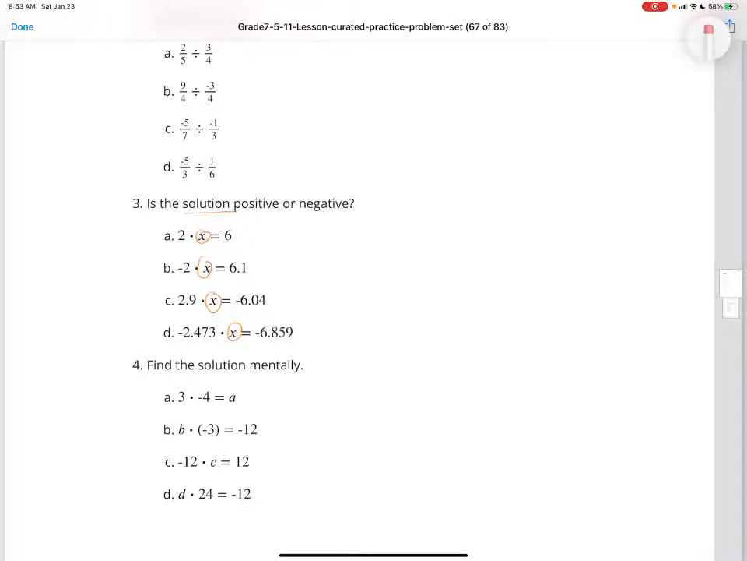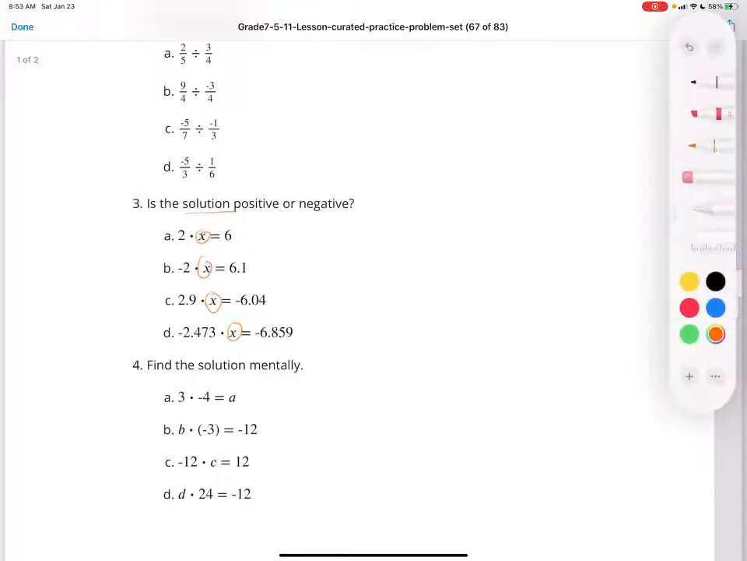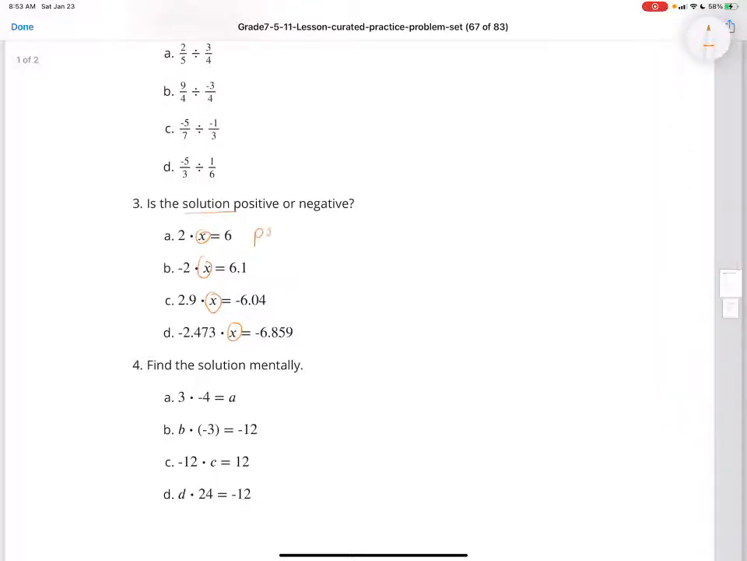So I see 2 times this number is equal to a positive 6. Since 6 is positive, x must be positive because remember, if they have the same sign, your answer will be positive. So regardless of whether you're multiplying 2 negatives or 2 positive integers, it is going to be a positive answer. Let's look at part B.